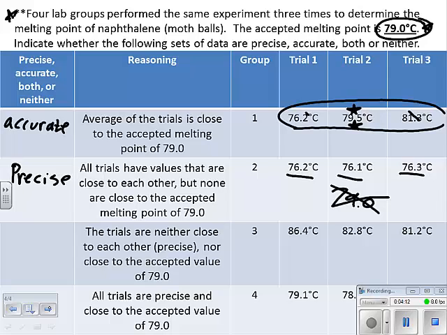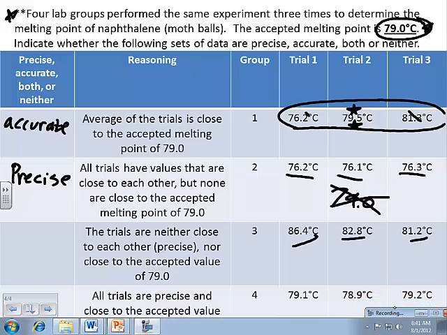Okay, third group. 86.4, 82.8, 81.2. Obviously, we cannot consider those accurate because they're too far away from 79. Are they close together? Well, you got 6.4, 2.8, 1.2, not really. Those are kind of too far away to be considered precise. So that's neither accurate nor precise. We're just going to say neither.